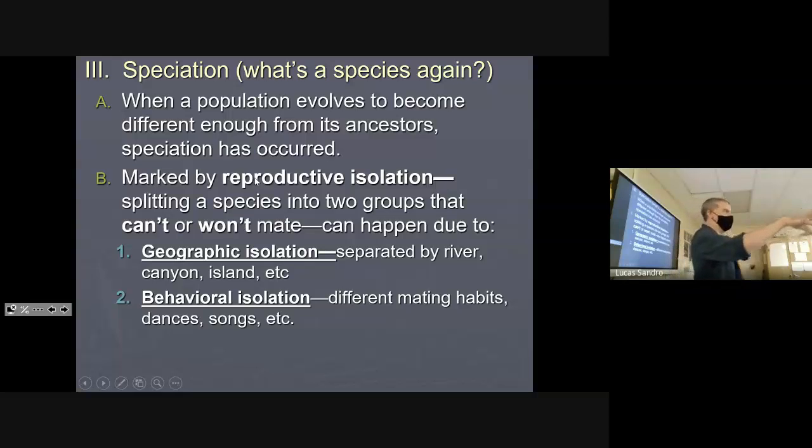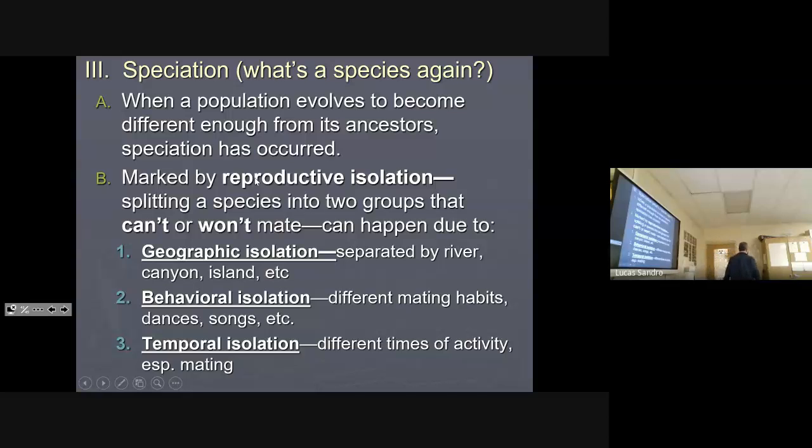Well, if that happens and one population that used to be the same species is now nocturnal, and the first population is still diurnal, and they come back together, they're not going to see each other anymore. That's as effective as won't, right? It's basically, where are they? They're not going to see each other. They're not going to mate. If it has to do with timing, it's called temporal isolation.